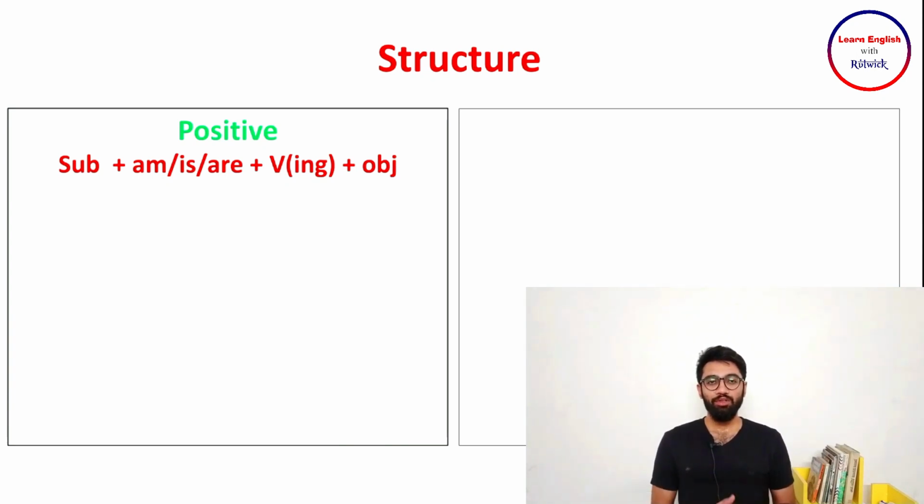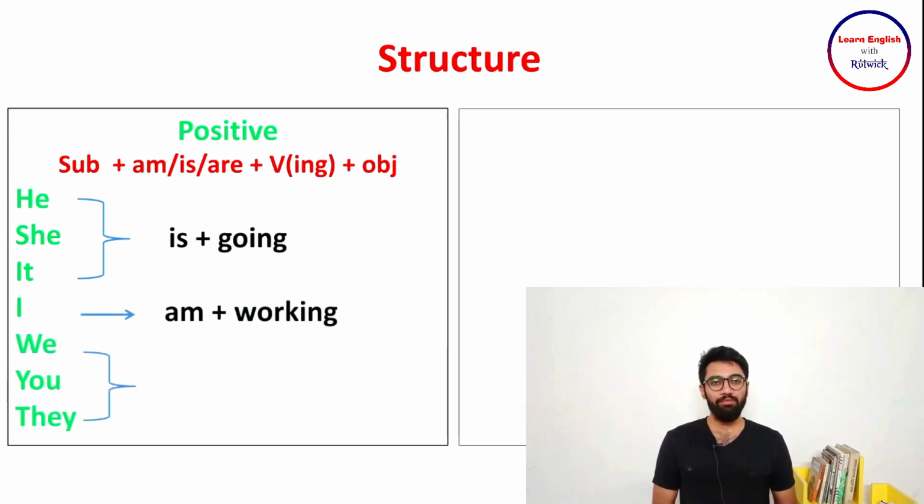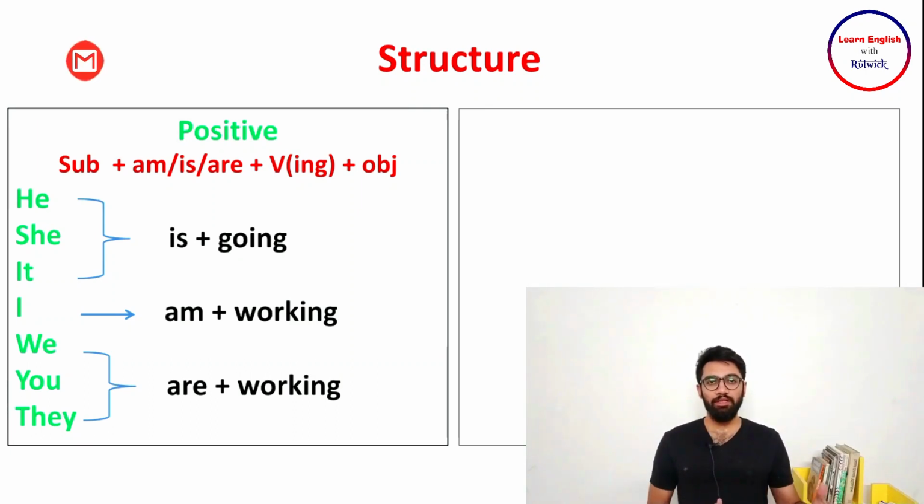As we know, these are the subjects: he, she, it, I, we, you, and they. He, she, and it will take is, I will take am, and the rest, we, you, and they will take are. So the sentences would be something like this: he is coming, she is going, it is working, I am teaching, we are studying, they are standing, and you are working.